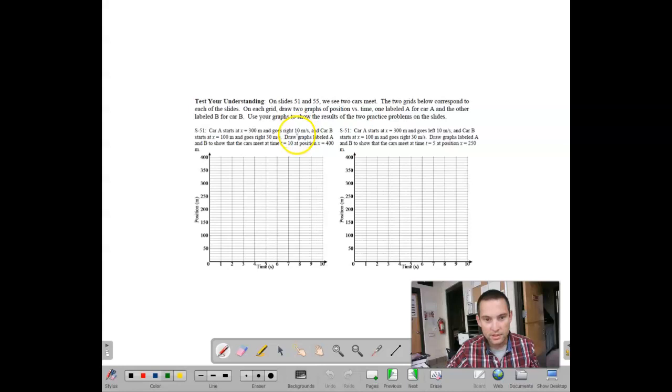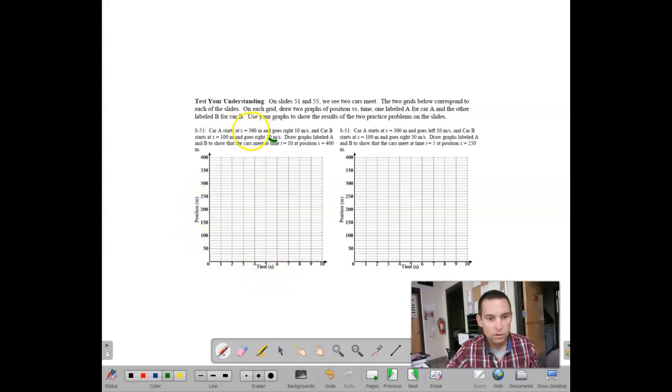We know that's a velocity because if we look at the units, meters per second is the unit for velocity. Car B starts at 100 and goes to the right 30 meters per second. Well, what kind of graph are we looking at here? Step one, when looking at a graph, look at your axes and its units. So we're looking at position and we're looking at time.